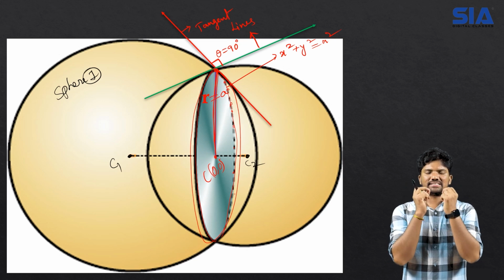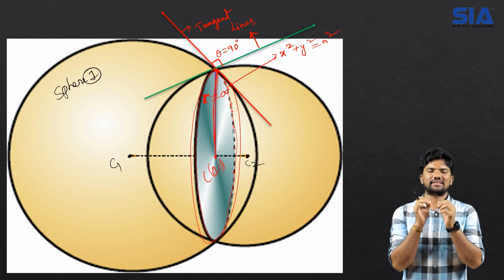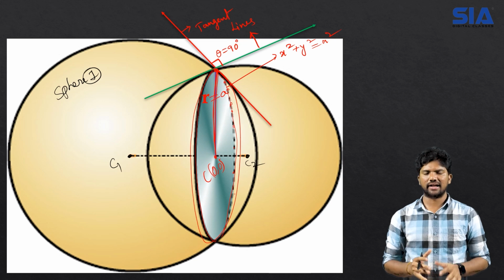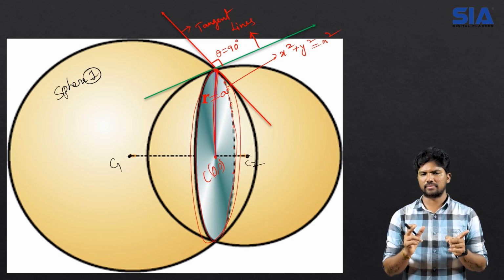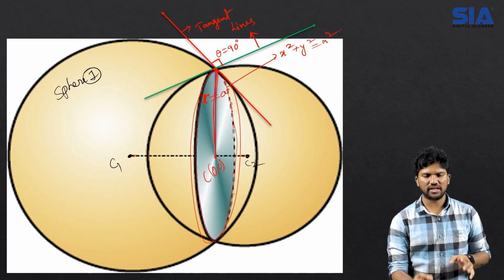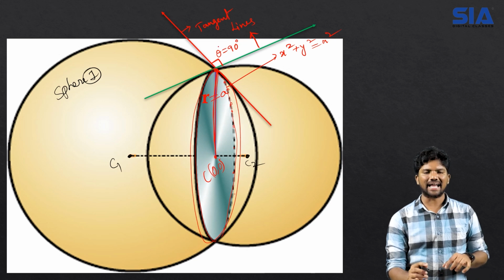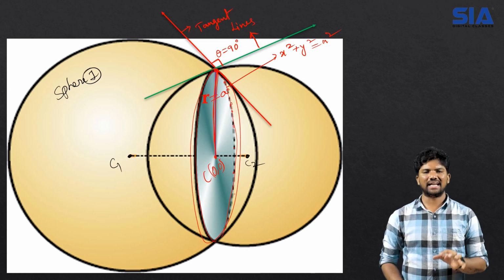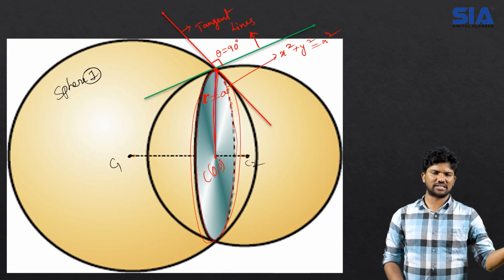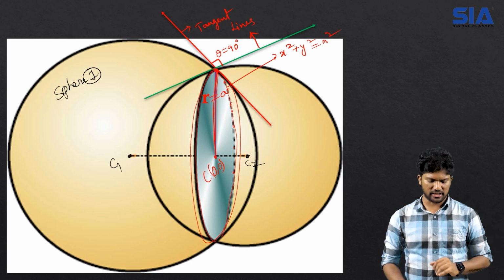Whenever tangent lines are there, only then can we find the angle. Without tangent lines, we cannot find the angle between two spheres. Just remember this. So if these two spheres intersect orthogonally, it means indirectly that the angle between them is equal to 90 degrees. In the previous lecture we also discussed the cos theta formula.